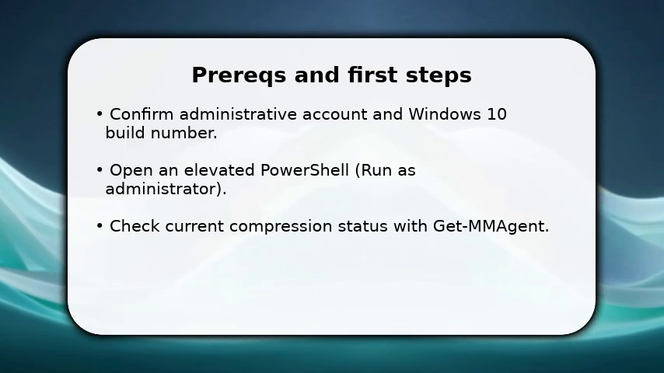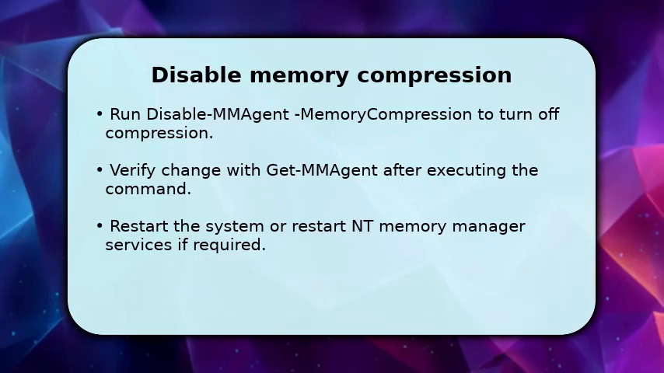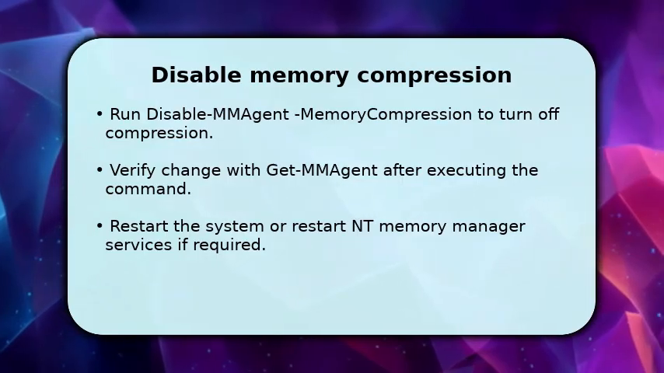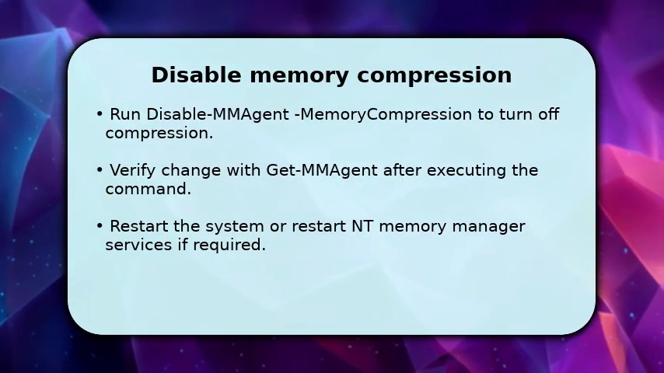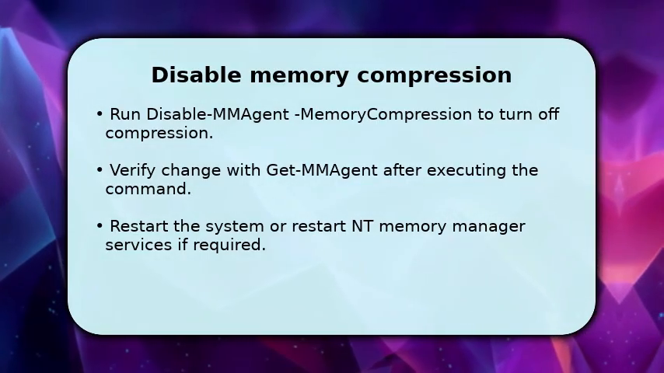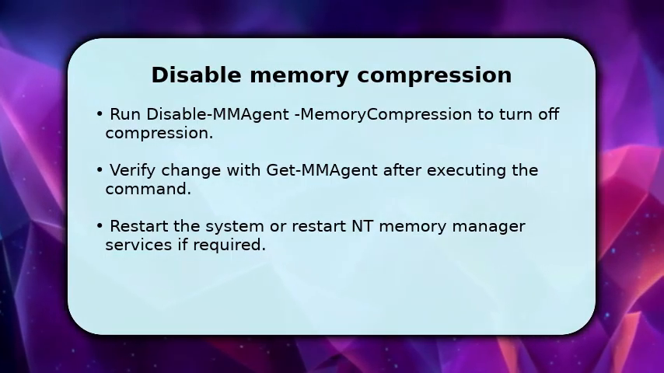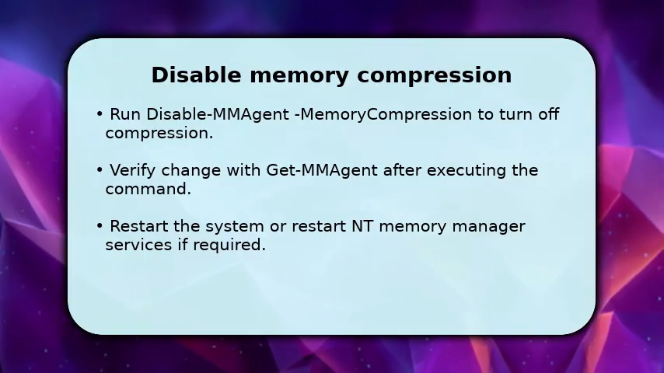You now disable compression directly. Enter Disable-MMAgent -MemoryCompression in the elevated PowerShell. This command tells the memory manager to stop compressing pages. It does not delete compressed data until a restart or memory purge. Once done, run Get-MMAgent again to confirm memory compression shows false.